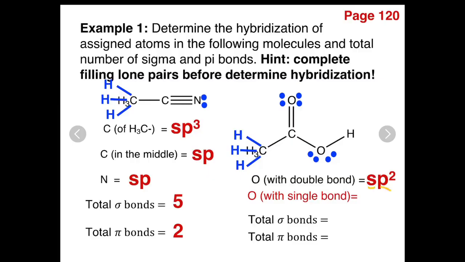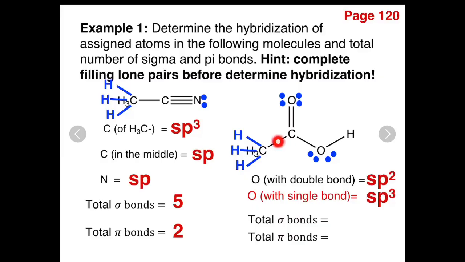This oxygen here with the single bond contains 1, 2, 3, 4 electron domains, which would be tetrahedral, so the hybridization would be sp3. Again, you determine the hybridization from the correct Lewis structure by looking at how many electron domains you have around that atom, and then relating that to the hybridization. How many sigma bonds for this whole molecule, then? It says total, so it's going to be the total for the whole molecule. It's going to be what?